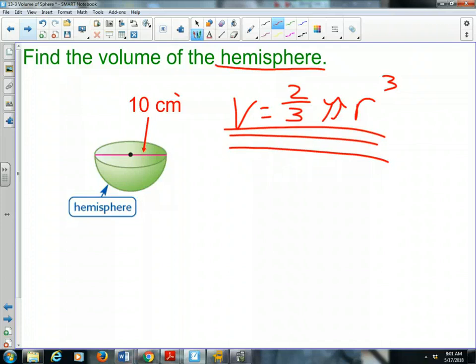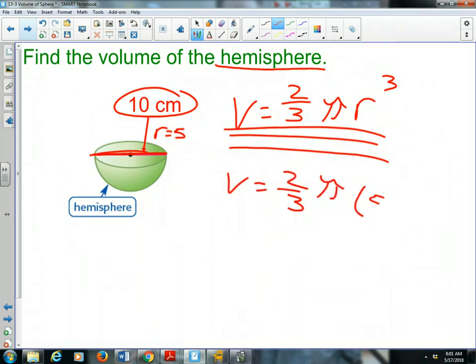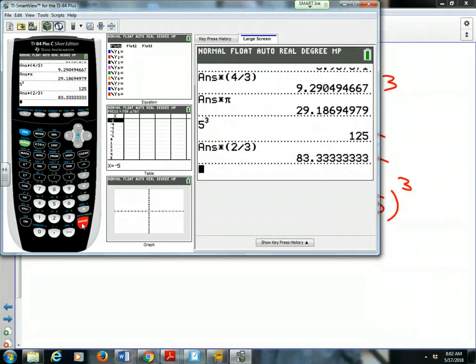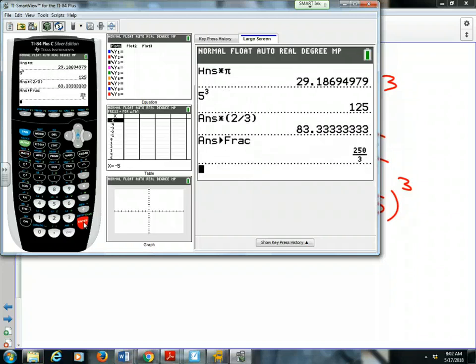Okay? This 10 right here is pointing at the diameter. The whole diameter is 10. So of course the radius equals 5. So volume equals 2/3 pi 5 cubed. I would encourage you to try this one on your calculator so you can get used to it. 5 cubed, 5 times 5 times 5, or 5 raised to the third, is 125. And that is multiplied by, instead of 4/3, it's a hemisphere, so we're multiplying it by 2/3. So the fraction is 250/3 times pi.